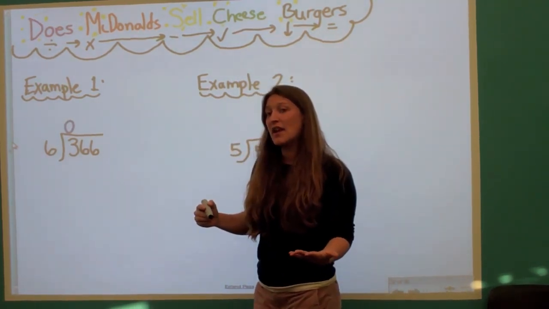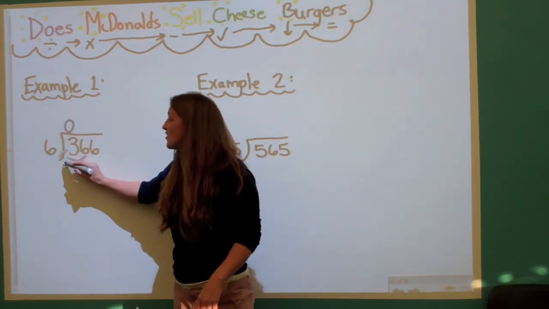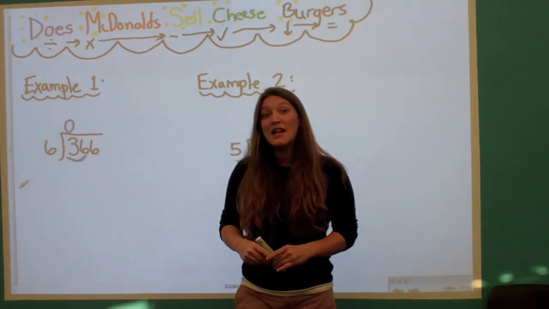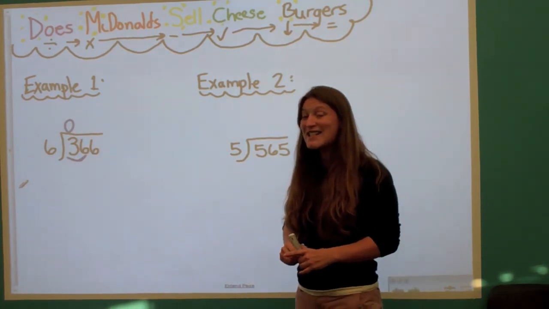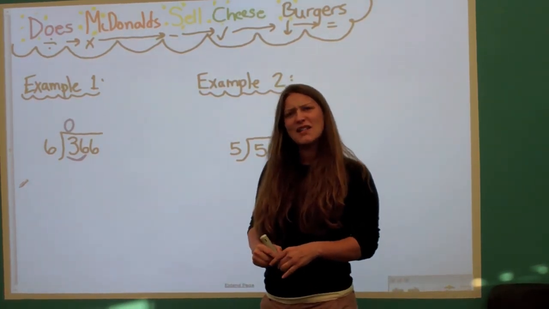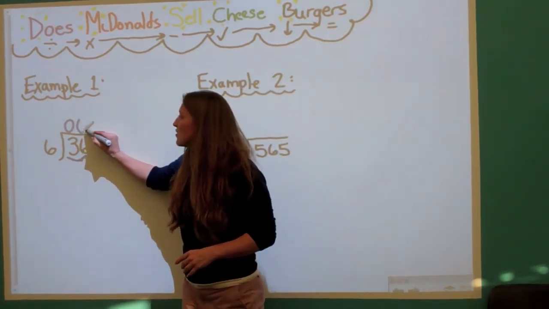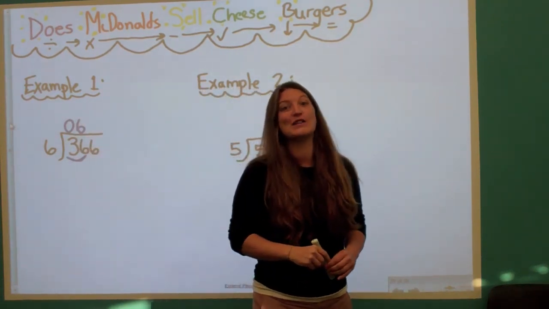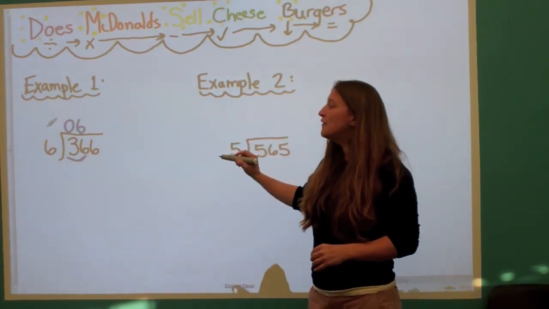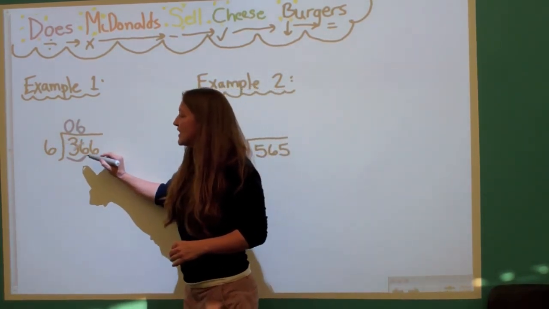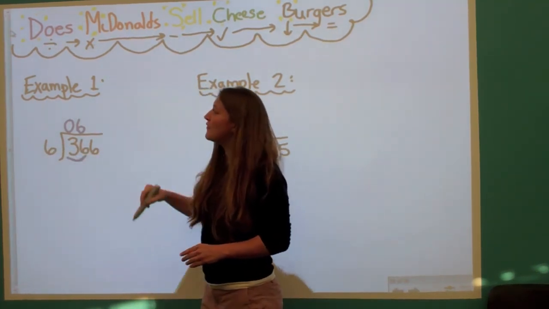So the next number that I look at is 36. How many times does 6 go into 36? And if I know my fast facts, I know that 6 goes into 36 6 times. Or I could say 36 divided by 6 equals 6. And I'm going to put my answer on top of the roof, remember, because that's where my answers go. So I've done my first step. I've divided 36 into 6 groups.